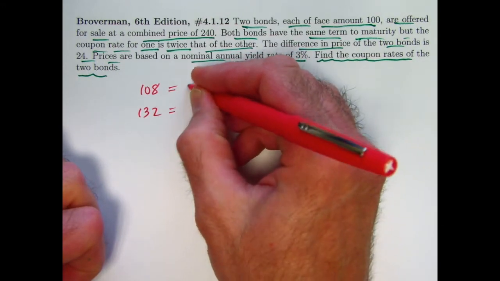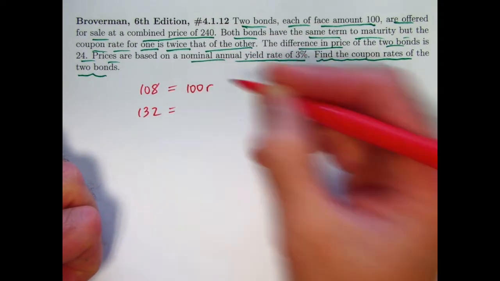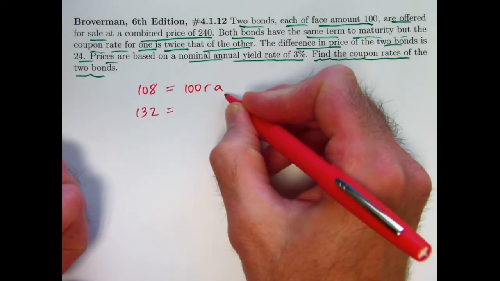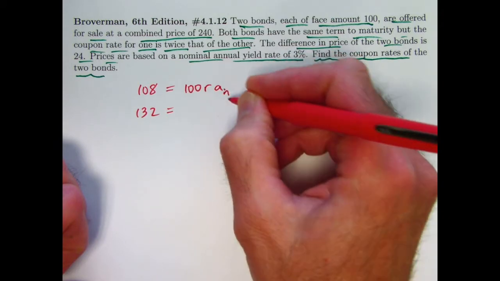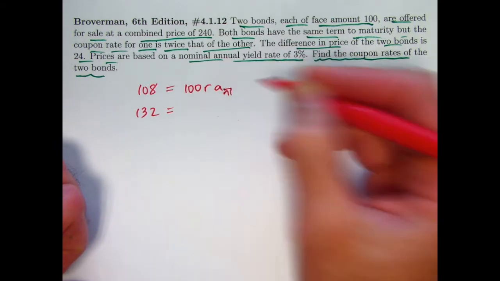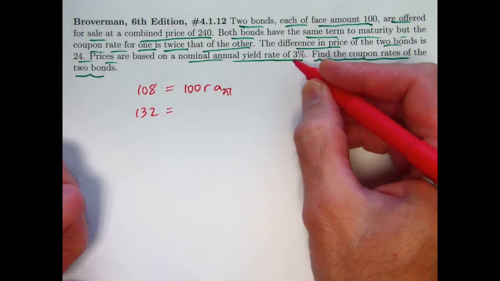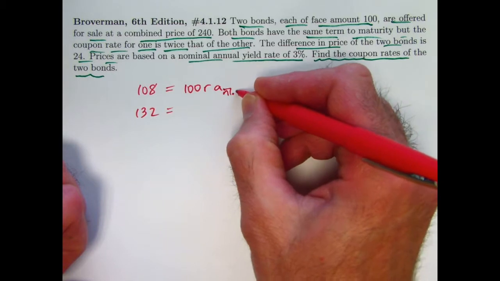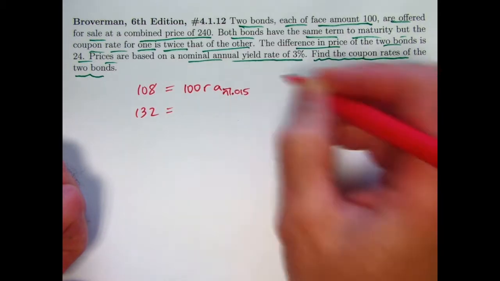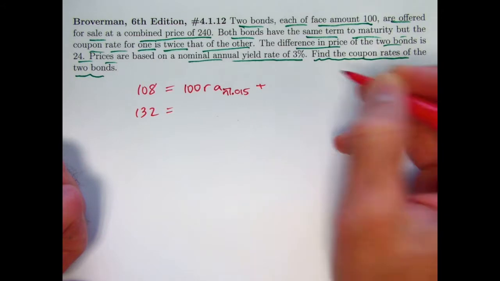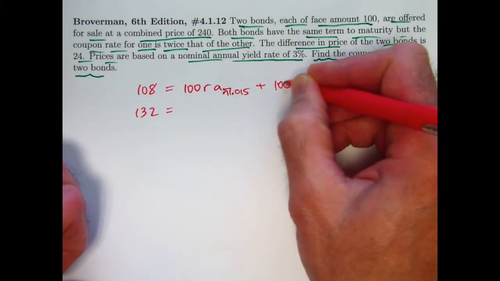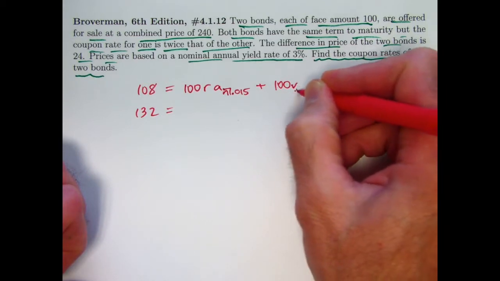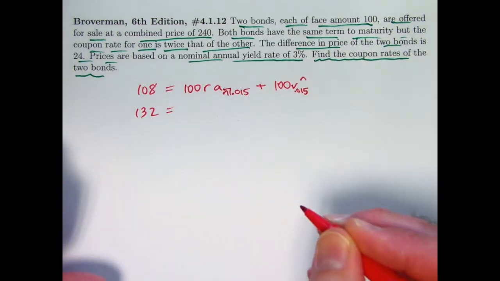The face amount is 100 times the unknown coupon rate r times a sub n. We do not know the term. Those would be the number of half years. The yield rate for the nominal annual rate is 3%, so the effective semi-annual rate would be that divided by 2, which is 1.5%. And then we also have the redemption value being 100. That needs to get discounted back to time 0, multiplied by v sub 0.015 to the nth power.